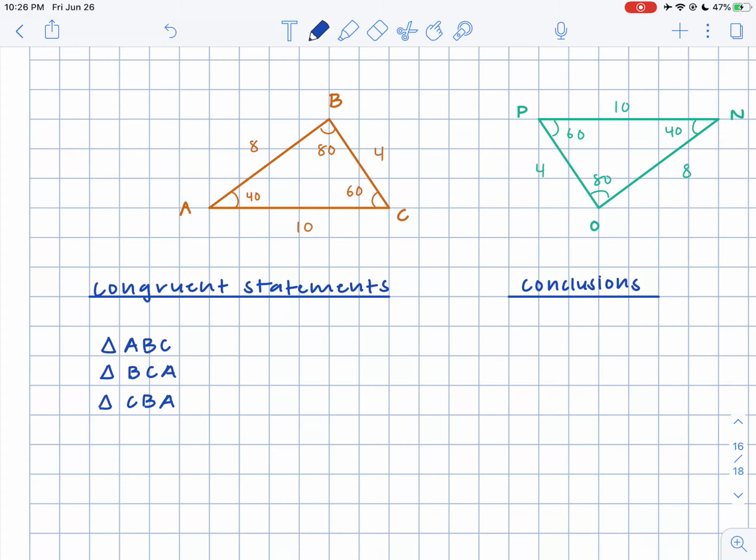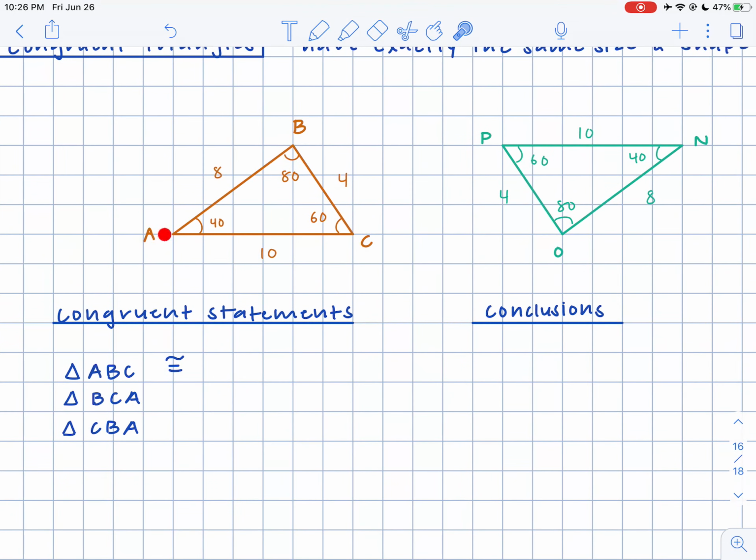So let's see, triangle ABC. Remember, to indicate congruency, it would be an equal sign with a squiggly line. So let's look at vertex A, right? This has an angle of 40. So now we have to look at this other triangle and find this corresponding vertex, which would be vertex N, because it also has an angle of 40. So we would have to write N, because you see we start with A, and we have to find the corresponding vertex. Now what's next?